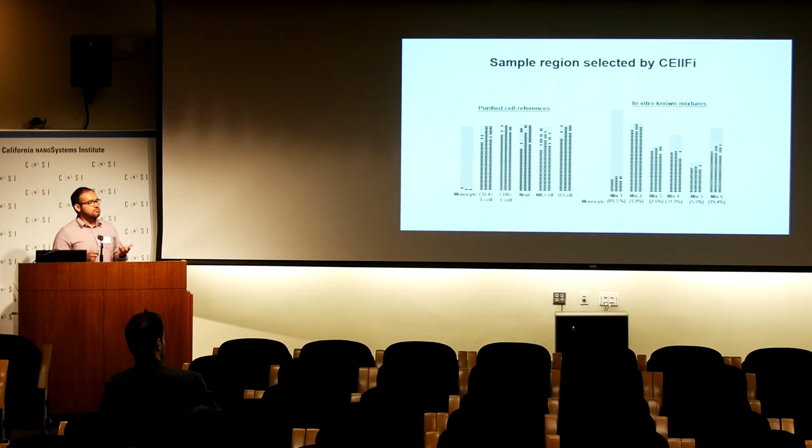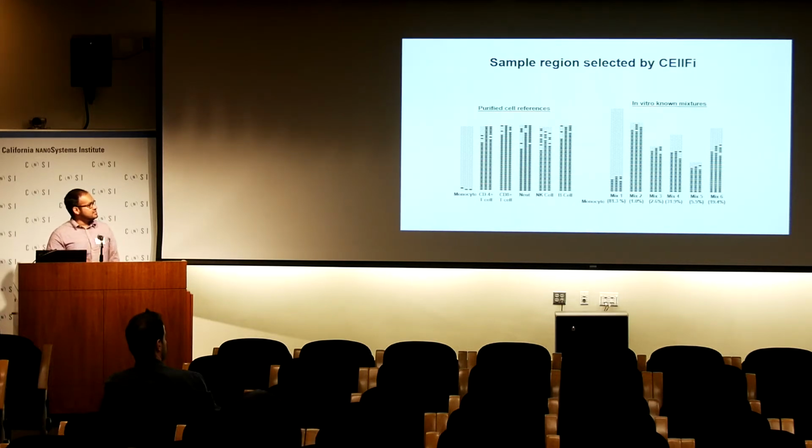Looking at one of these regions, each one of these represents the reads that we see in our purified cell references and then our in vitro genome mixtures. In this region, these same 3 CpG nucleotides are from the same region for all these different descriptions. What you can see is that this region happens to be highly demethylated within the monocyte, whereas it's more hypermethylated in every other cell type. And these are the types of regions that we'll select with CELLFI.